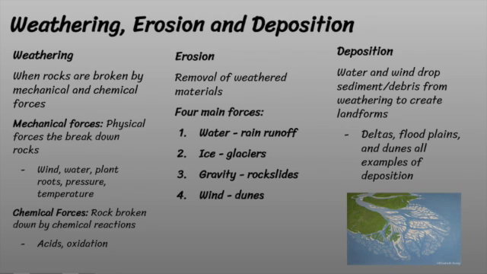All right, next we have erosion, which is just the removal of weathered materials. So there are four main ways materials from weathering can be removed. The first one is water, second is ice, third is gravity, and four is wind. So circling back to one, water. So when it rains, it can wash away sediments of rock that were broken down and bring them elsewhere.